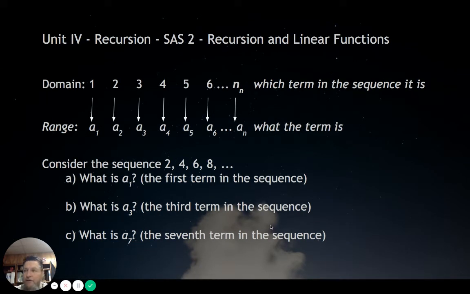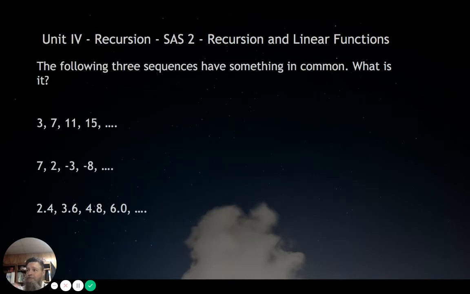Start with your fingers and you just count on your fingers. 2, 4, 6, 8, 10, 12, 14. The seventh term in the sequence is 14. Pretty simple mathematics if you think about it. Now, in the following three sequences, they all have something in common. What is it? 3, 7, 11, 15.